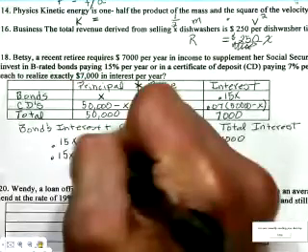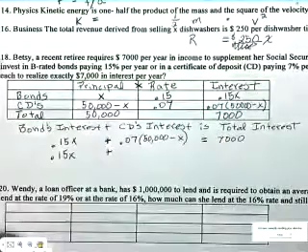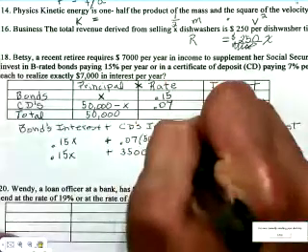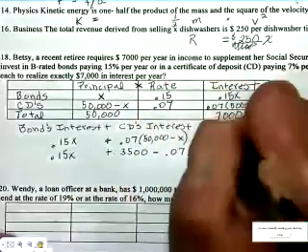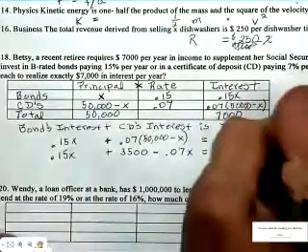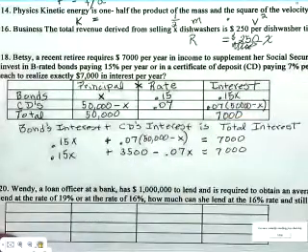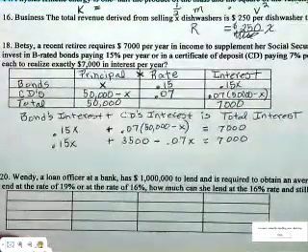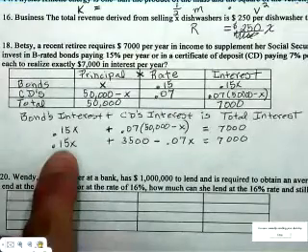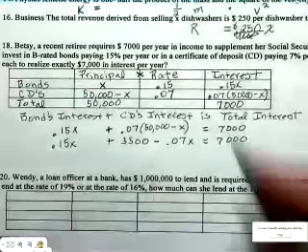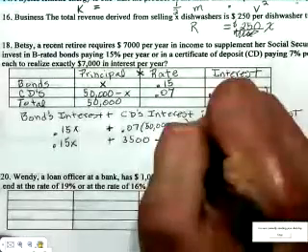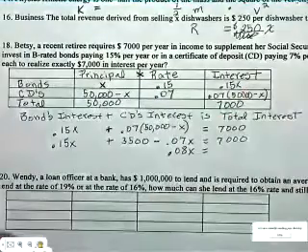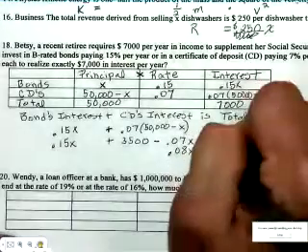0.07 times 50,000, 3,500. By the way, I need to employ one of you to be my calculator. Okay, thank you very much. Then combine like terms, 0.15x minus 0.07x, that's just like 15 cents minus 7 cents is 8 cents. Subtract 3,500 from both sides. 7,000 minus 3,500 is 3,500.